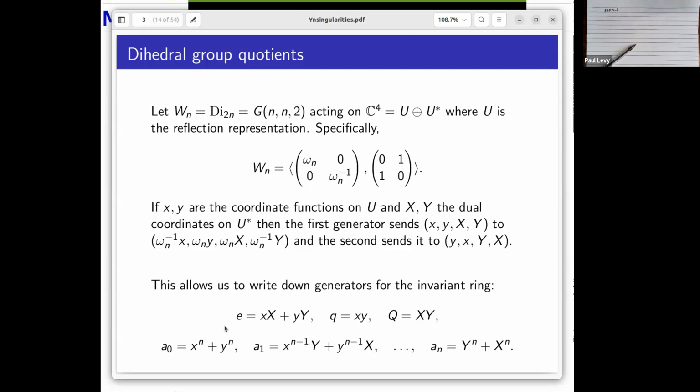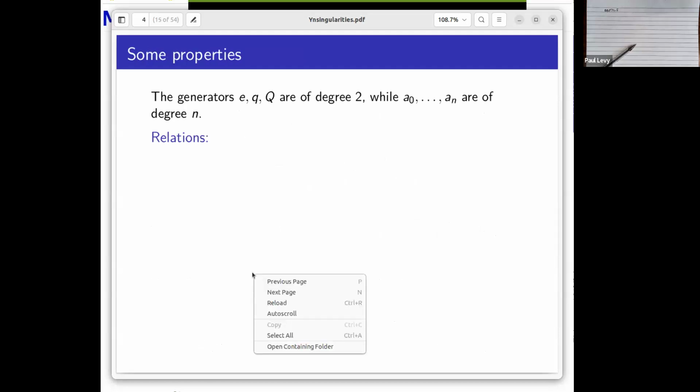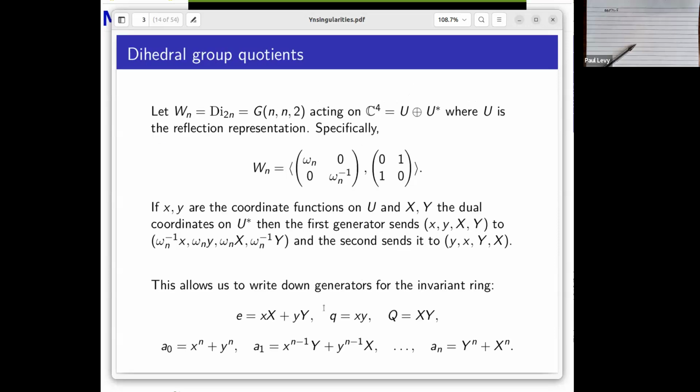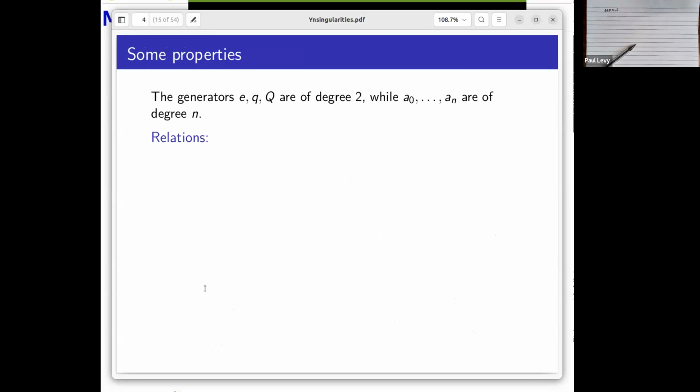Now, let me see, is it the next slide? So yeah, so the E, Q, and Q are of degree 2, and then the other ones are of degree n. So I'll come back to that in a moment. But I'll point out that the E, Q, and Q kind of span a copy of SL2, and these AI span a copy of the n+1 dimensional irreducible for that SL2. Okay, and we have a list of relations. Now the relations are not necessarily that illuminating, but they give you an idea for.